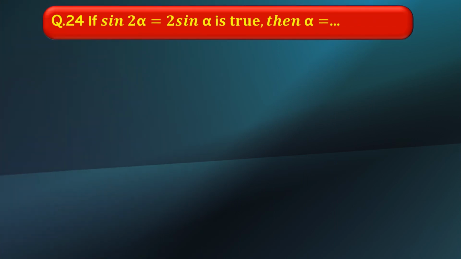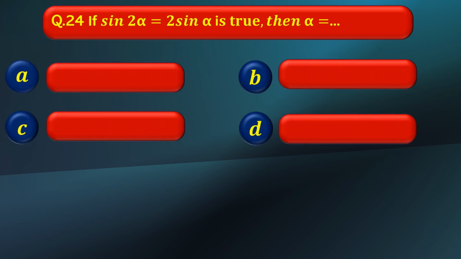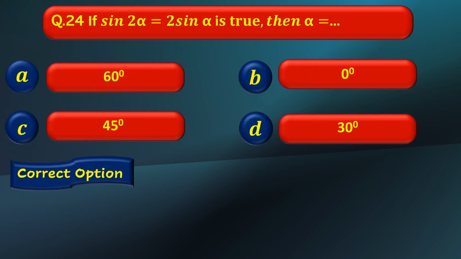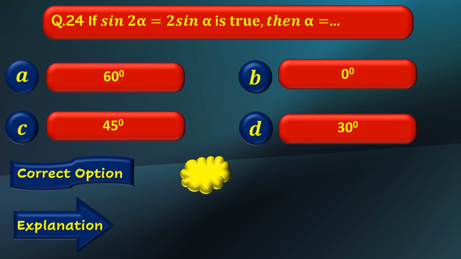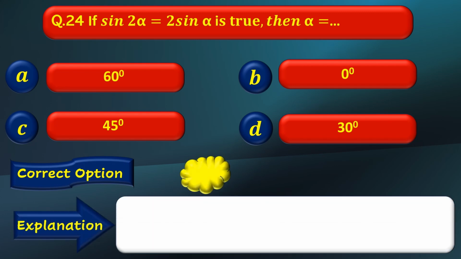Question number 24. If sine 2 alpha is equal to 2 sine alpha is true, then alpha is equal to. And the options are. Let's find out which one is the correct option. But before that, let's explain it. Here, sine 2 alpha is equal to 2 sine alpha, and by double angle identity, sine 2 alpha will be equal to 2 sine alpha cos alpha.